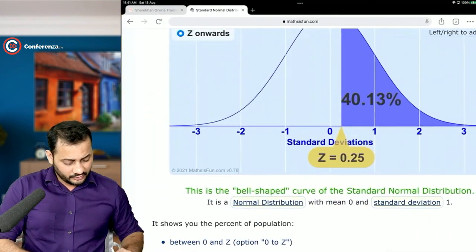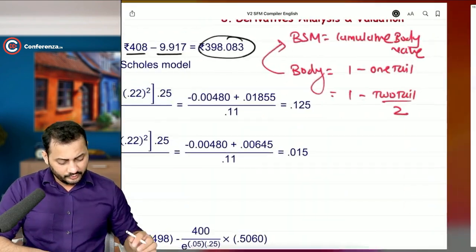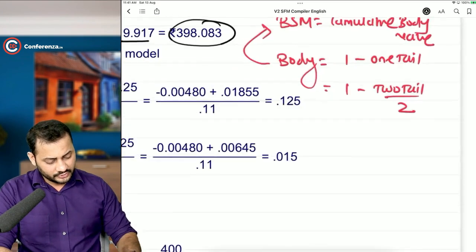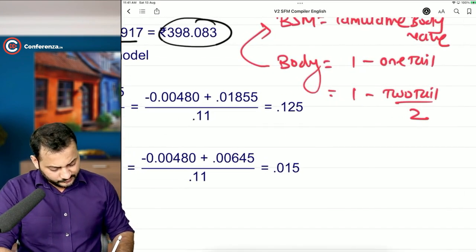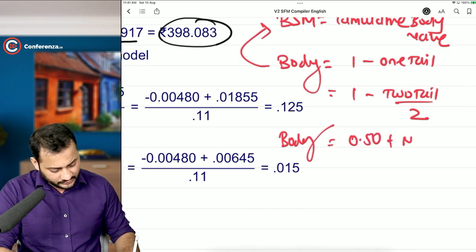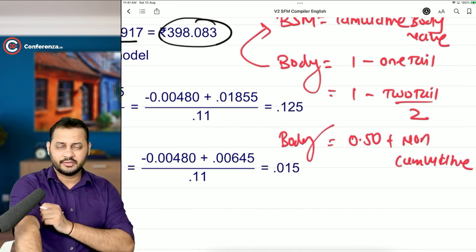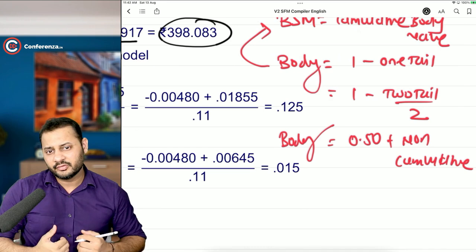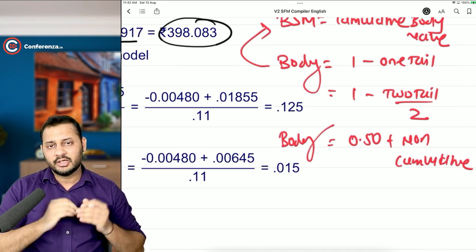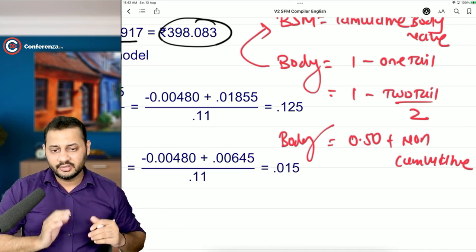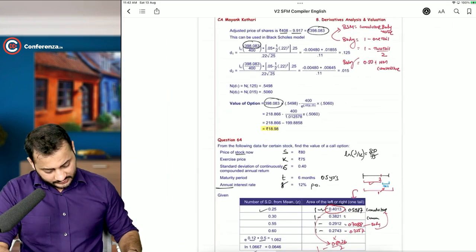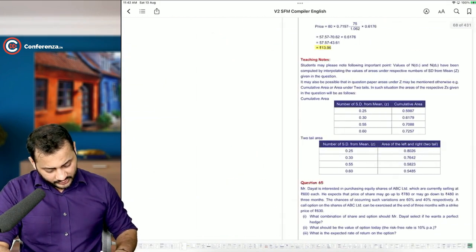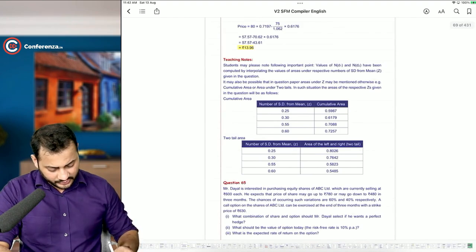The fourth part was non-cumulative. So in that case, body value will be 0.5 plus the non-cumulative figure given to you for one standard deviation. So you should add the rest of the 50% area to the non-cumulative figure to reach the cumulative figure, and that's when you will get the correct answer. Okay, sir. Question number 64 is now over. You can solve the rest of the questions.